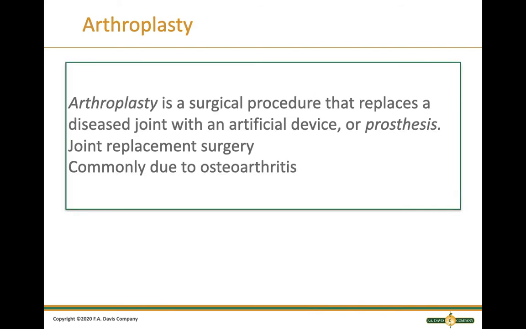Alright, next thing is arthroplasty. It's a surgical procedure that replaces a diseased joint with an artificial device or prosthesis, or more commonly known as joint replacement surgery. And this is commonly due to osteoarthritis.